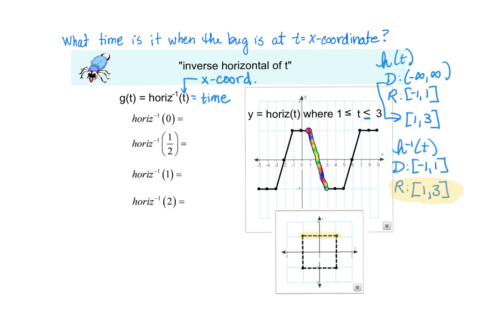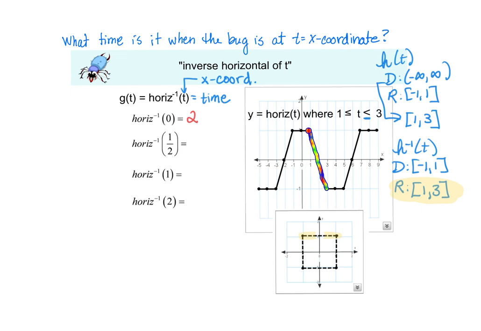So we are going to locate the bug, and then we're going to figure out what time it is. So my inverse horizontal of 0 says my x coordinate is 0. So as I look at this path, the x coordinate is 0 on the highlighted path right here. The time is 2 seconds. So inverse horizontal of 0 is 2. And again, it has to be in this range.